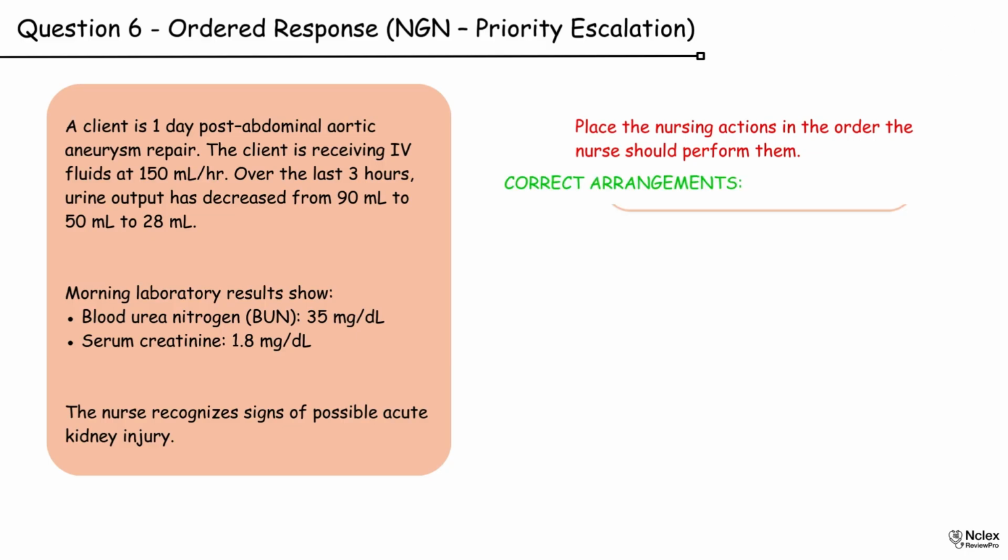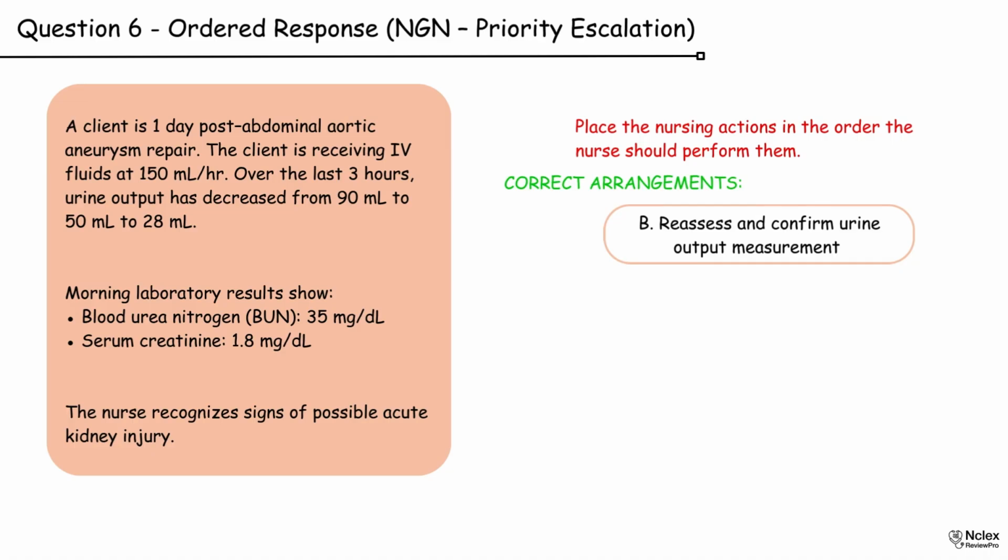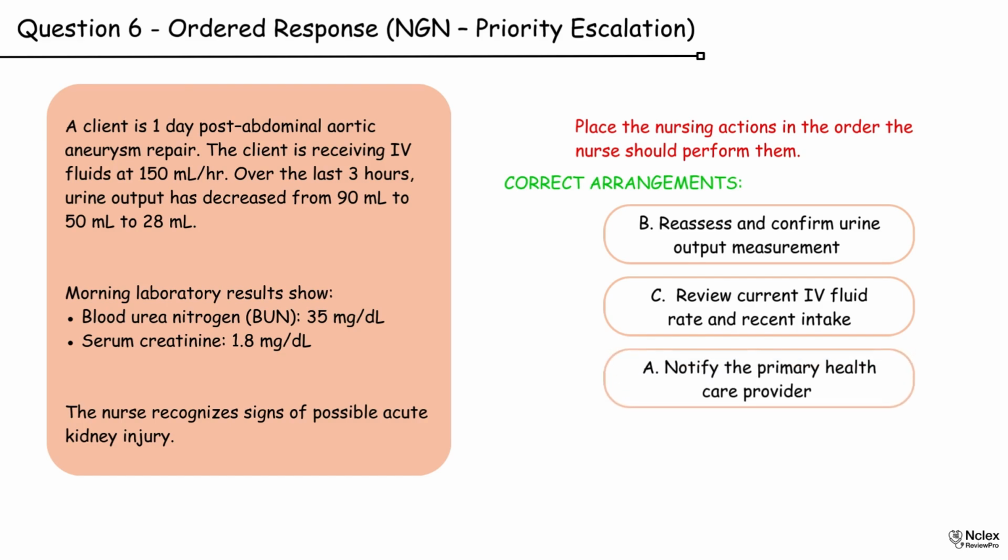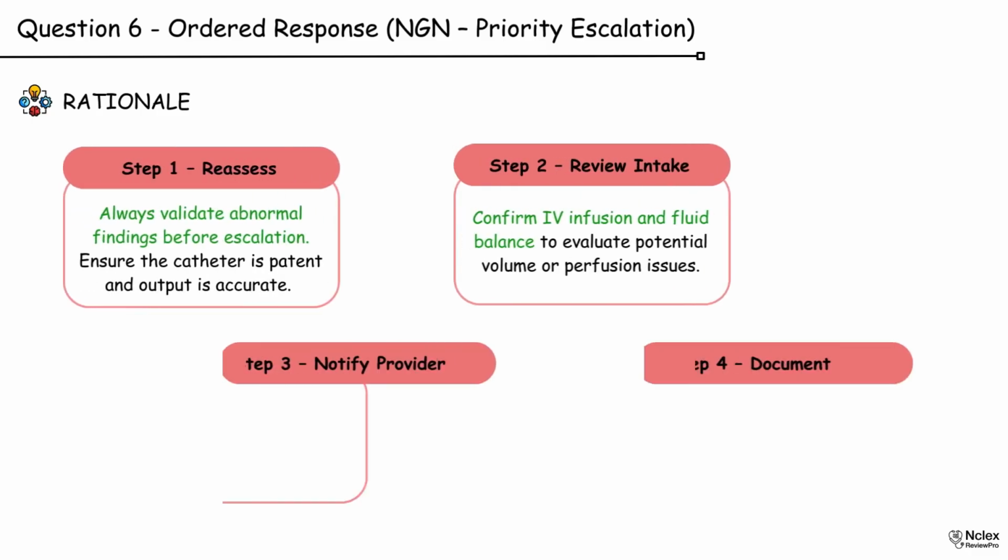The correct order is this. First, reassess and confirm the urine output measurement. Second, review the current intravenous fluid rate and recent intake. Third, notify the primary healthcare provider. Fourth, document the findings in the medical record. Now let's reason through why.